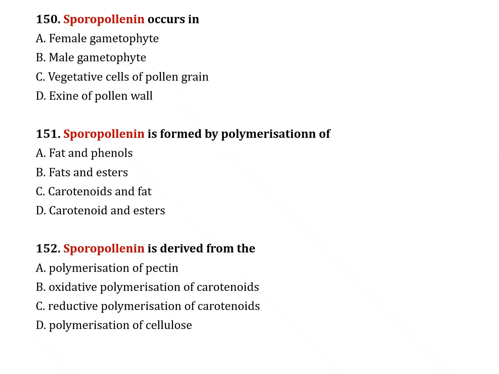The next question, number 150. Sporopollenin occurs in option A, female gametophyte. Option B, male gametophyte. Option C, vegetative cell of a pollen grain. Option D, exine of pollen wall. Correct answer is option D, exine of pollen wall.